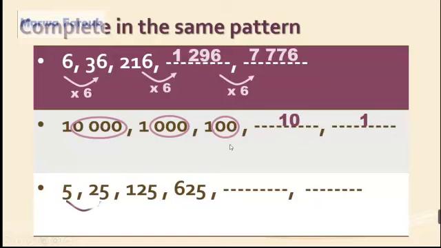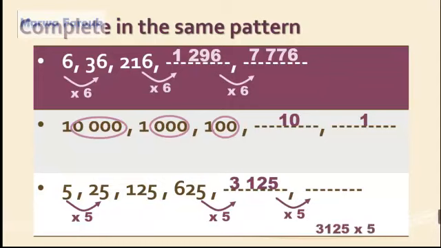Okay, next one again. I have 5 and 25. I'm going to think, 5 times what equals 25? 5 times 5. Excellent. So I'm going to multiply by 5 each time. 625 times 5. I will make it in a graph and get the answer, and the answer will be 3,125. Again, I will multiply by 5. 3,125 times 5, and it's 15,625.